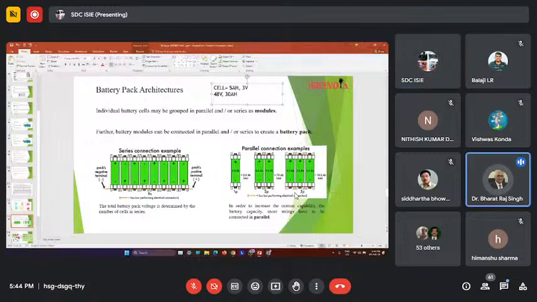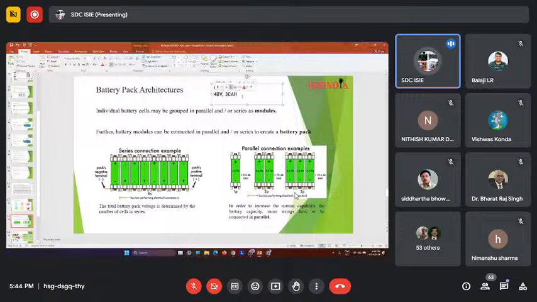16 batteries in series, and that 16 combination creates 48 volt, if a lithium-ion cell is 3 volt. Right. So to get the 48 volt, I will connect these 16 cells in series, right?